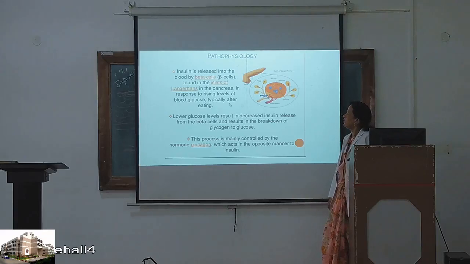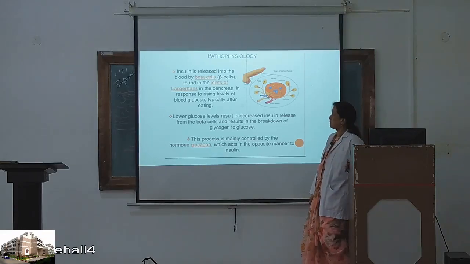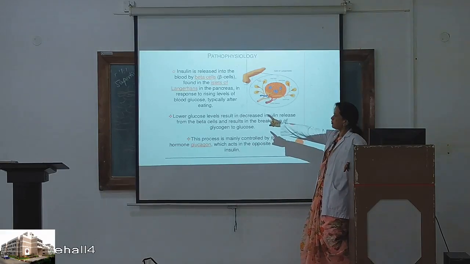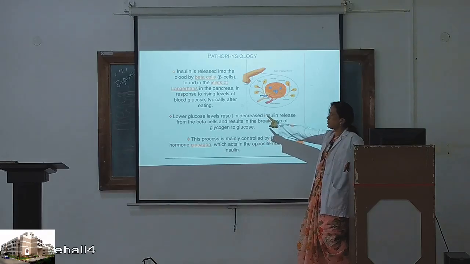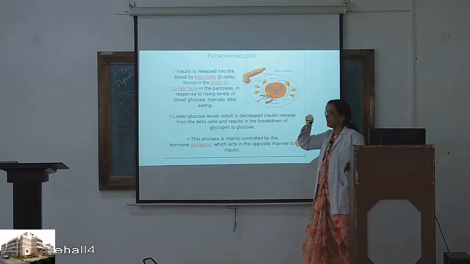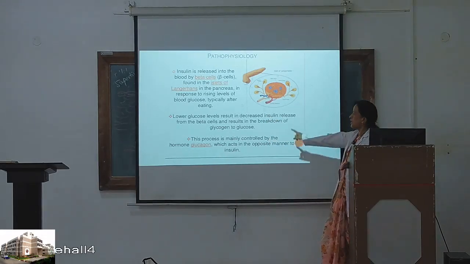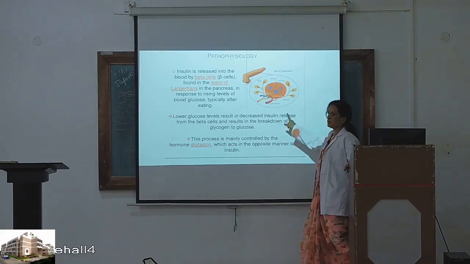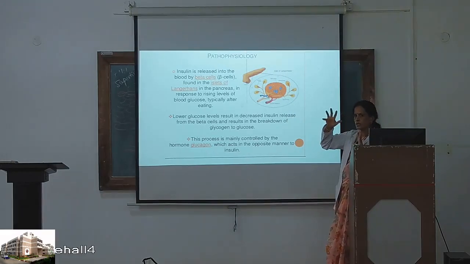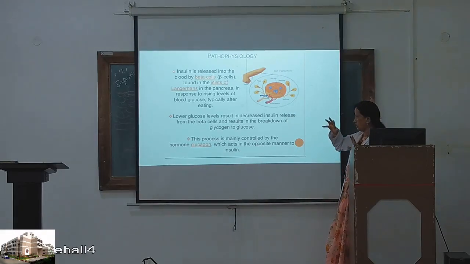Sorry for that. So from the islets of Langerhans in the pancreas, insulin is secreted or released in response to what we eat or to increasing blood glucose. Lower glucose levels result in decreased insulin release. So you can say insulin and glucose levels are directly proportional.